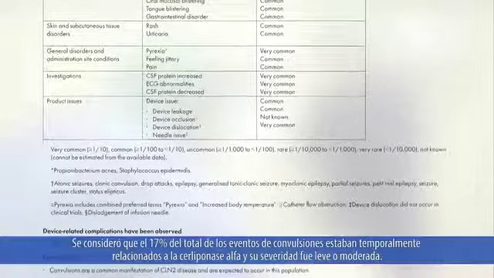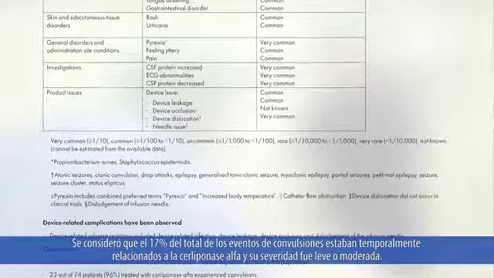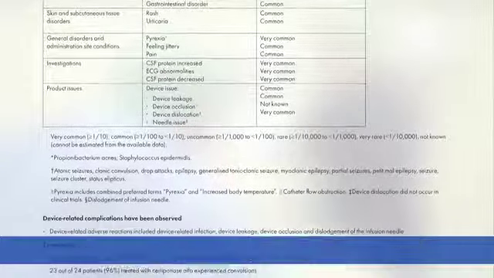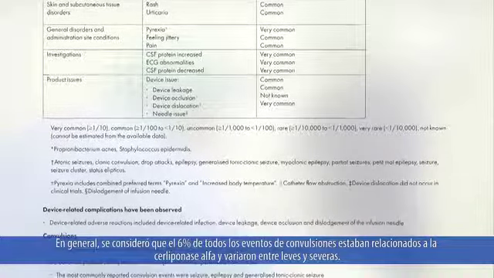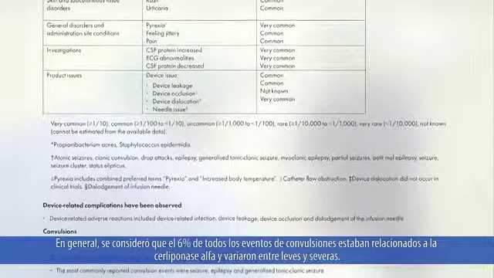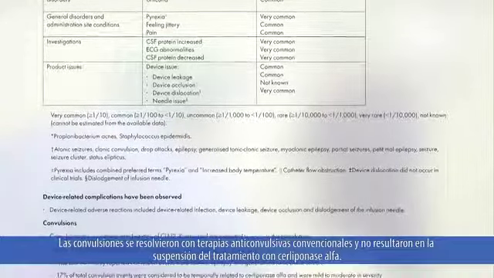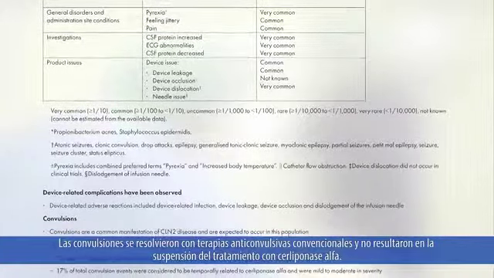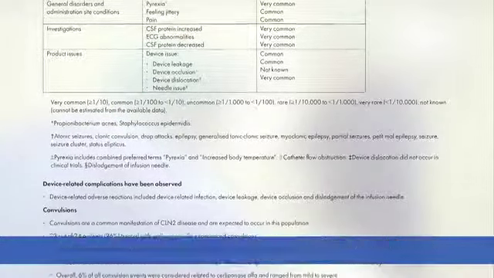17% of total convulsion events were considered to be temporally related to solipinase alpha and were mild to moderate in severity. Overall, 6% of all convulsion events were considered related to solipinase alpha and ranged from mild to severe. Convulsions resolved with standard anticonvulsive therapies and did not result in discontinuation of solipinase alpha treatment.